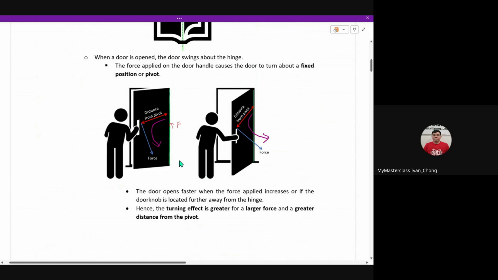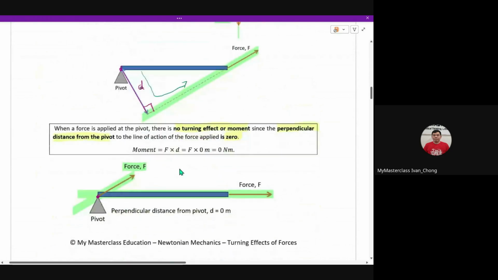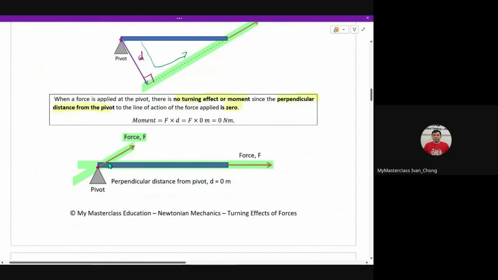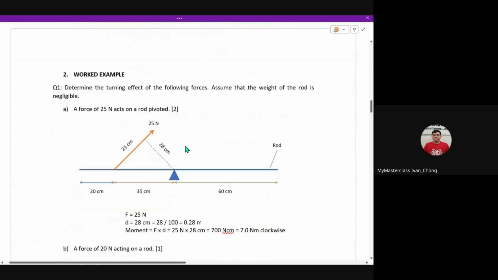So no matter how hard you try to close the door, if your force is acting on the pivot itself, there is no turning effect. You can't turn the door. So it doesn't work that way. Okay?